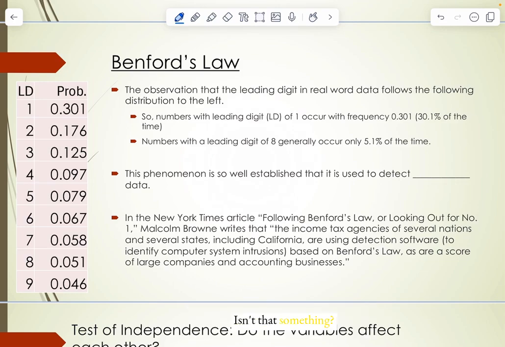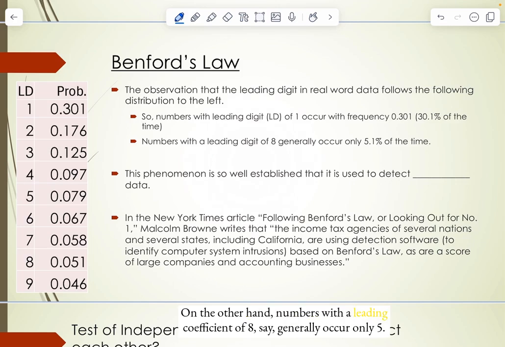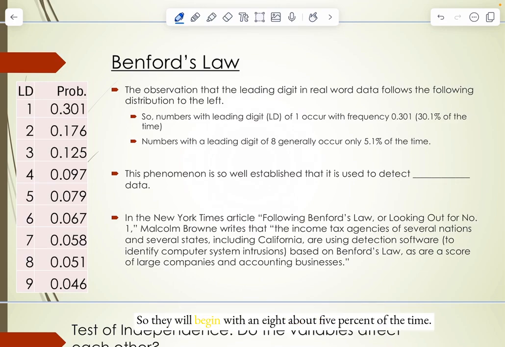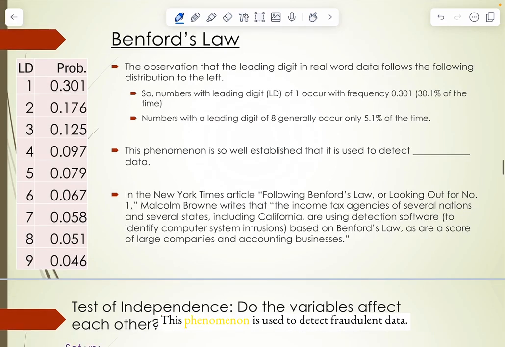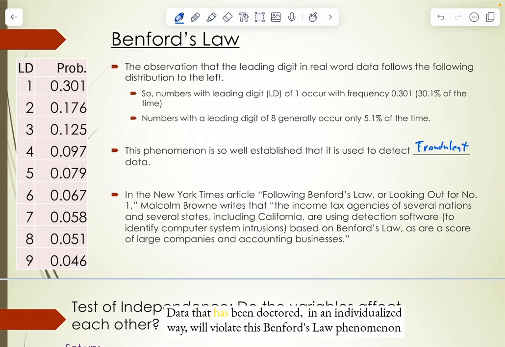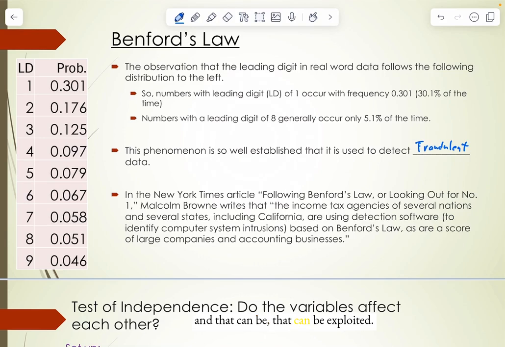Isn't that something? On the other hand, numbers with a leading digit of 8, say, generally occur only 5.1% of the time. So they will begin with an 8 about 5% of the time. This phenomenon is used to detect fraud. Data that has been doctored in an individualized way will violate Benford's law, and that can be exploited.